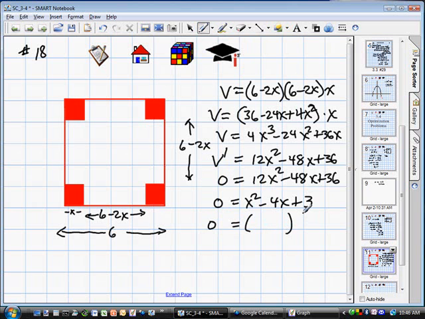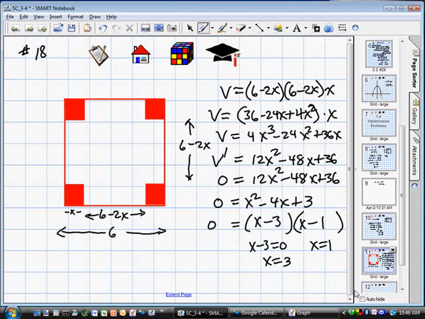So what is the factorization? x minus 3 times x minus 1, huh? That makes sense? And so when are these equal to 0? When x is 3 and when x is 1. So are those both solutions? No. Why not? Even though I did the math correctly thanks to your help, why is x equals 3 not a legitimate solution?